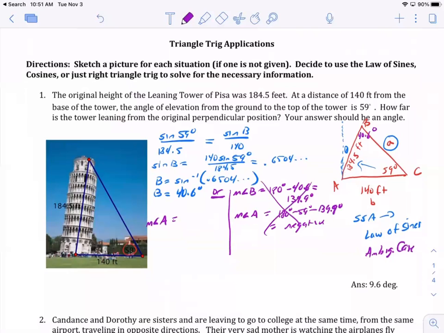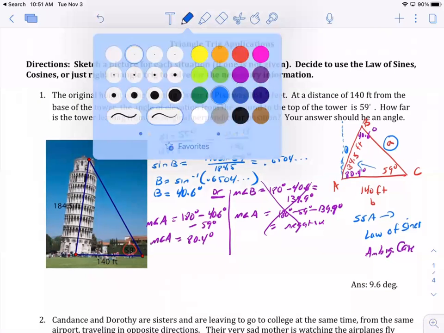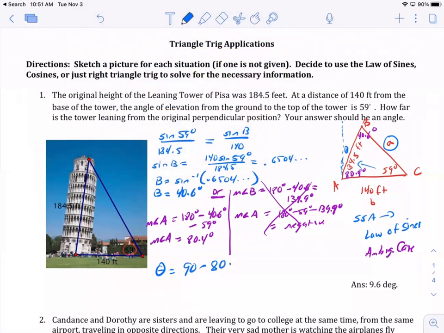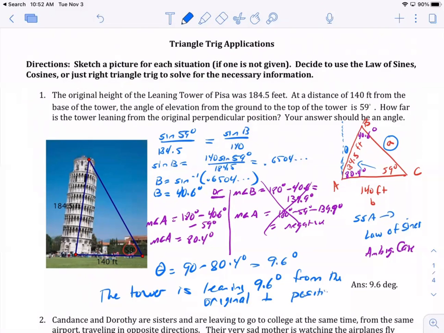So what is the measure of angle A that we want? Here, 180 minus 40.6, 80 degrees, or 80.4 is what I got. Good, yeah, 80.4 degrees. Very nice. So that's the measure of angle A. I'm going to put that in our triangle, 80.4 degrees. And now our theta is how far it is from the perpendicular. So how can we figure out what theta is? 90 minus 80.4, which is going to be 9.6 degrees. So we say the tower is leaning 9.6 degrees from the original perpendicular position.